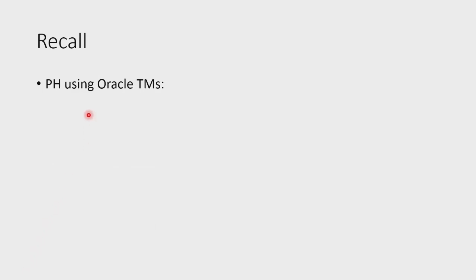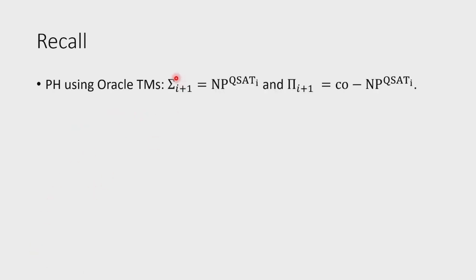And then you would have seen the characterization of PH using Oracle Turing machines. In particular, the class sigma i plus 1 is the same as the class NP to the Q set i, and the class pi i plus 1 is the same as the class co-NP to the Q set i. Here Q set i is one of the complete languages for the class sigma i. If you have no questions about this, then we can move on to the problems.